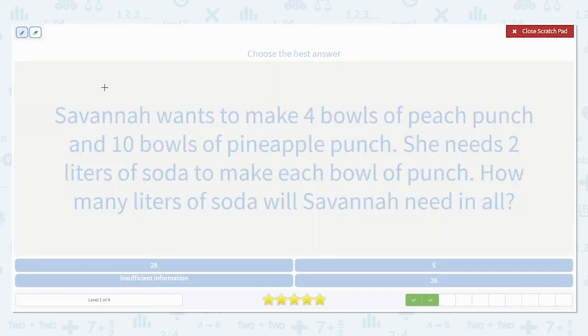So there's going to be 4 bowls of peach punch, each of which requires 2 liters of soda, for a total of 8 for the peach punch bowls. Then 10 bowls of pineapple punch, each of which requires 2 liters, for a total of 20 for the pineapple bowls. Since we're looking for the total, we add those together and we get 28 liters total.